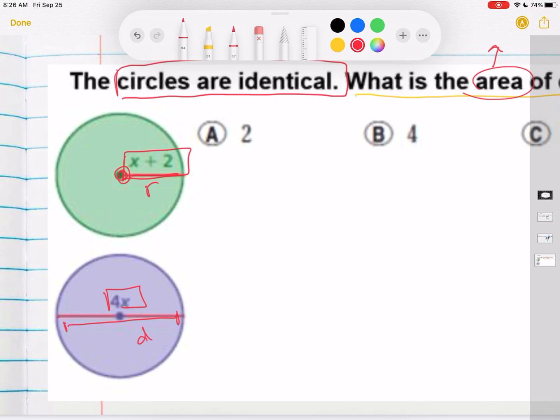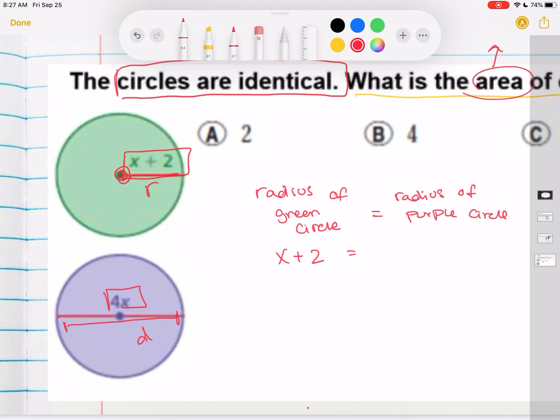So we're going to write that the radius of the green circle equals the radius of the purple circle, okay? Because they're identical, so their areas are equal, radiuses are equal, diameters are equal, circumferences are equal, everything about them is equal. We know the radius of the green circle is x plus 2, and that's equal to the purple circle's radius. It looks like they also gave us on the purple circle a diameter of 4x.